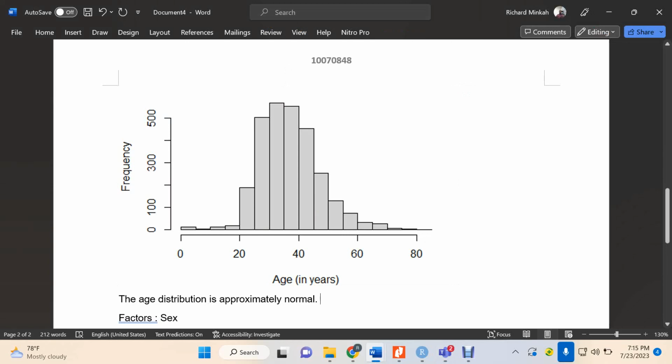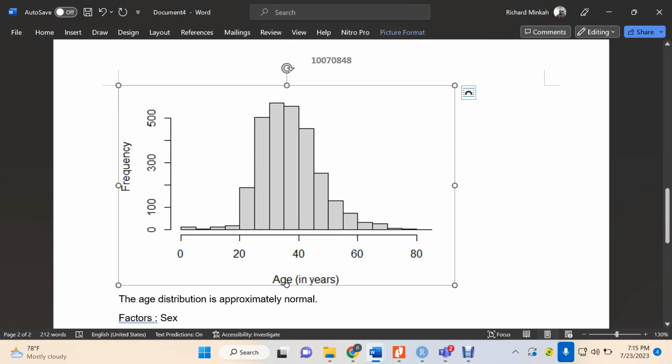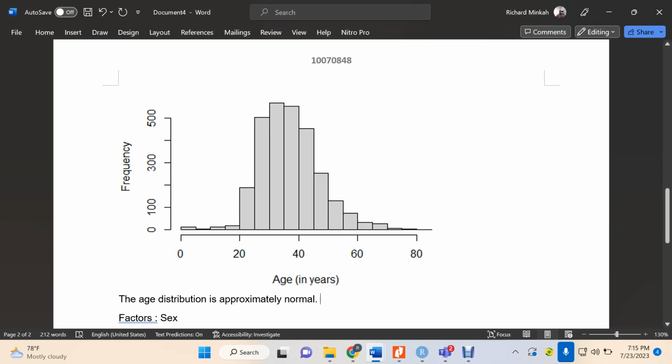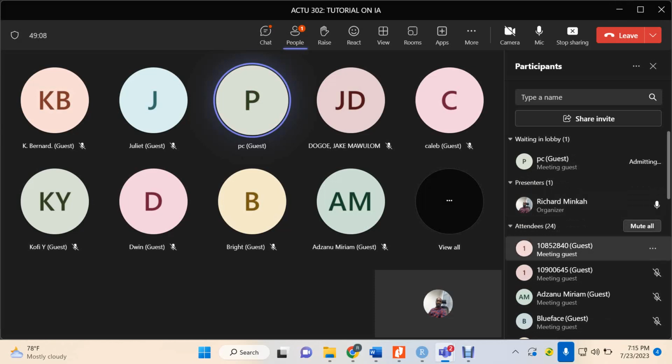I'll mark the code, I'll mark the results, and also your comment on it. Please, if you join, make sure you mute yourself.